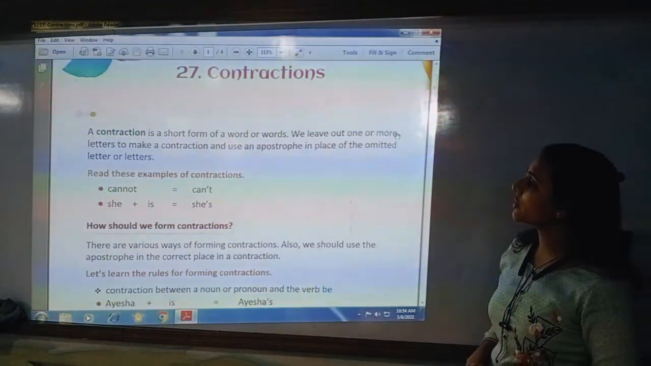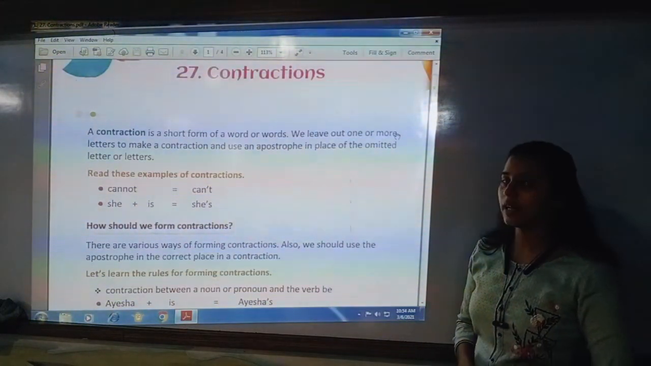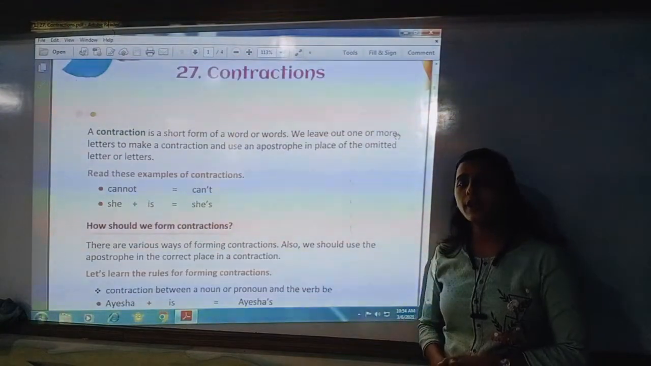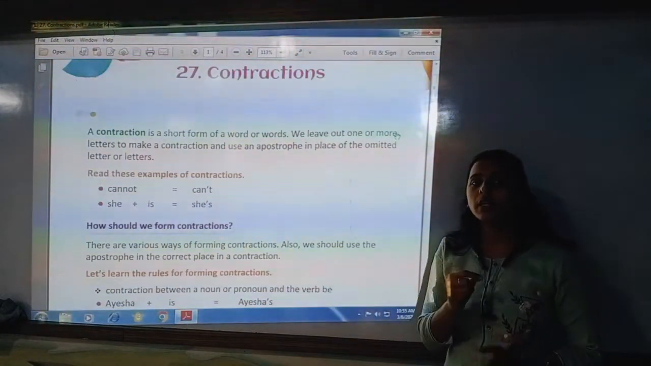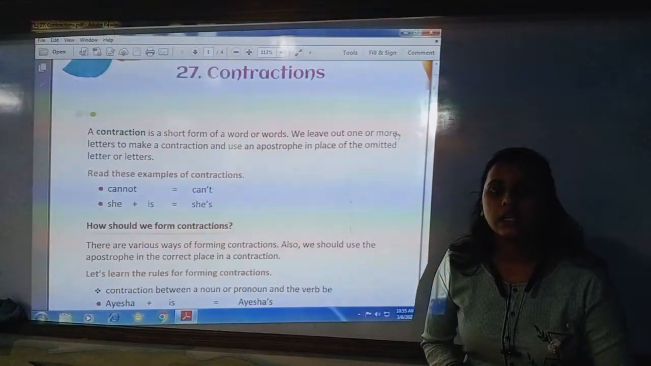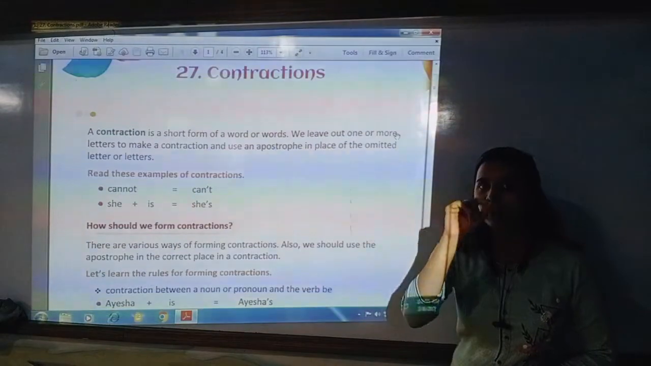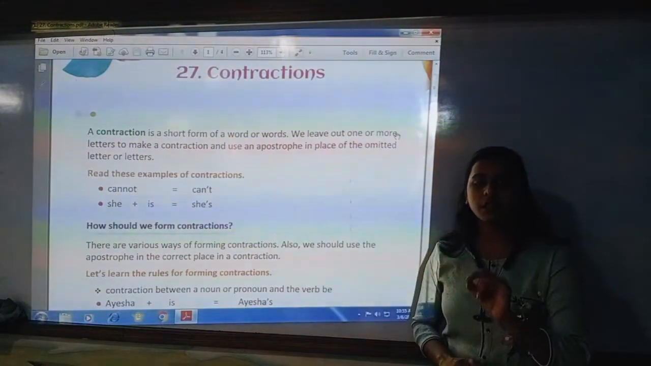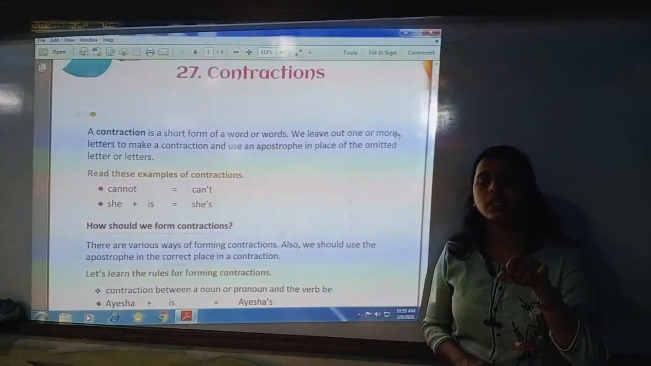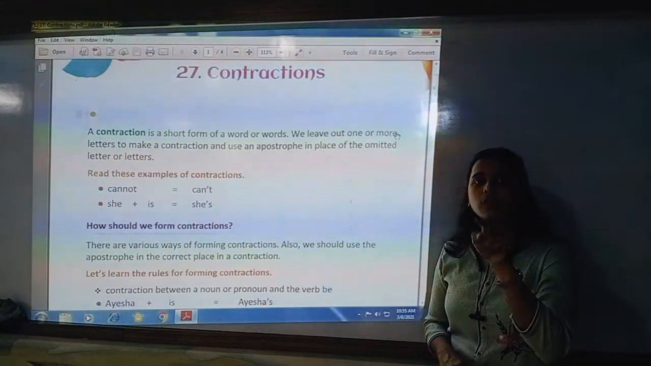And use an apostrophe in place of the omitted letters or letter. Where you have eliminated, omitted or reduced or cut down the letters from the words, there you will put apostrophe. Just at the place where you eliminated the letter in that word, there you will put apostrophe.